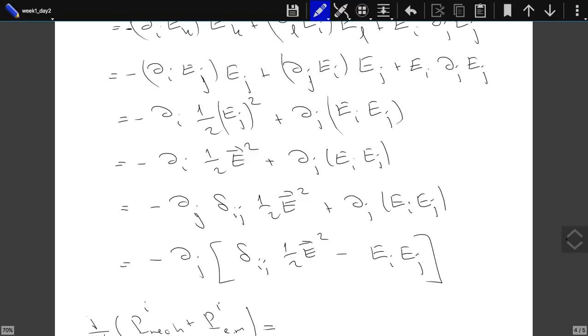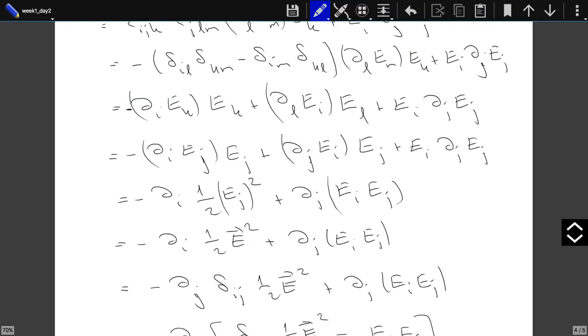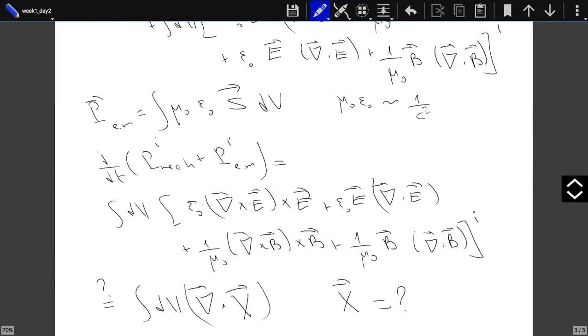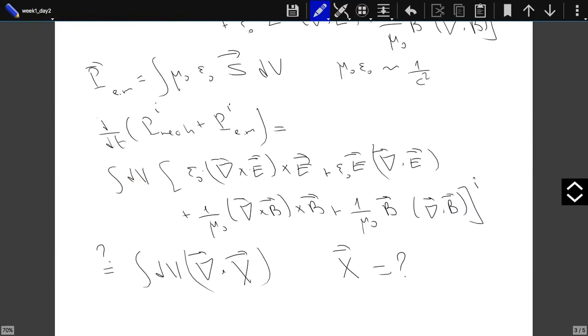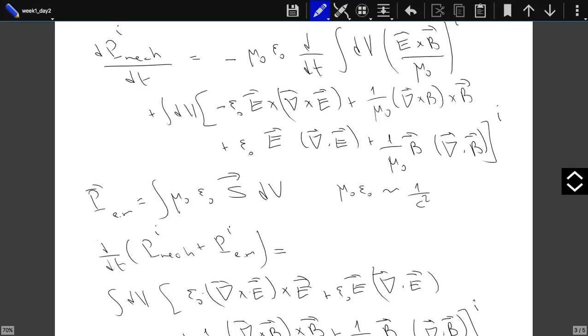So you see, don't forget our starting point. What is our starting point? Our starting point is the rate of change of the I component of linear momentum. So I is fixed in our derivation. So we fix I from the beginning. If you want, just forget about the I component, because it's fixed.